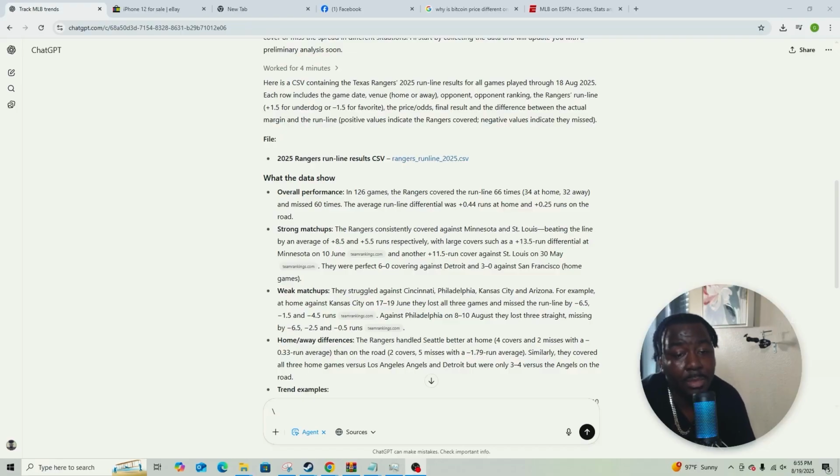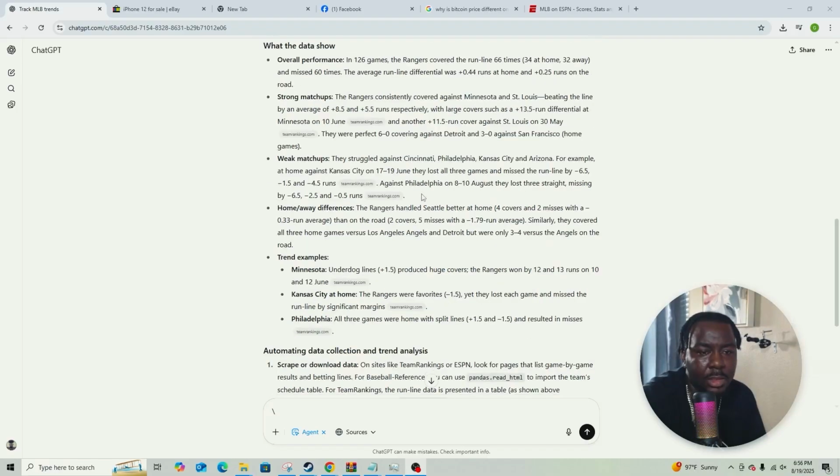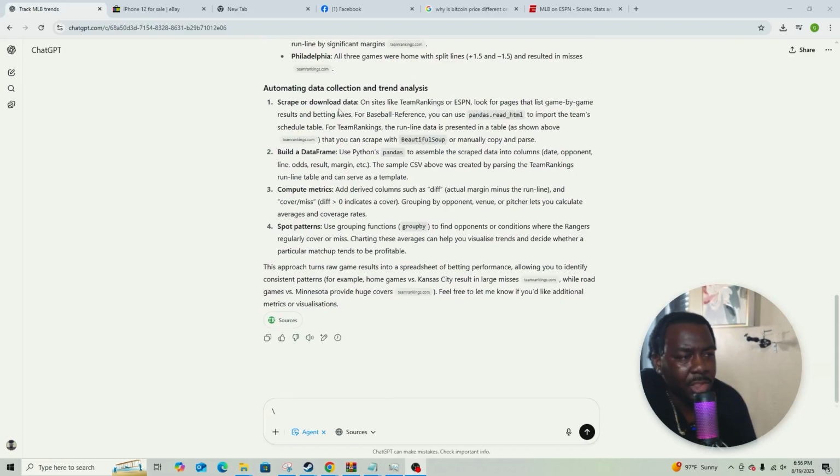So that's something that would have taken us a long time if we were going through the data to look at it. These insiders who y'all pay for picks and stuff like this, they have this information, and whether they've built programs or whatever to get it, now agent mode does it for you. Trend examples: underdog lines, they produce huge covers. This pretty much shows us that this season, this is what you can expect from the Rangers, and you can do this with any sport.